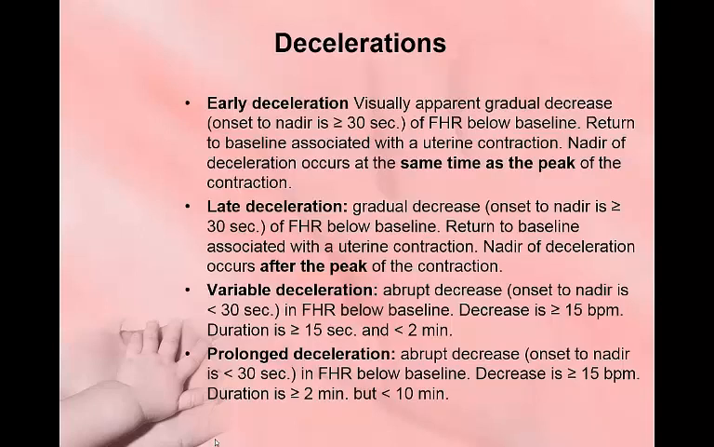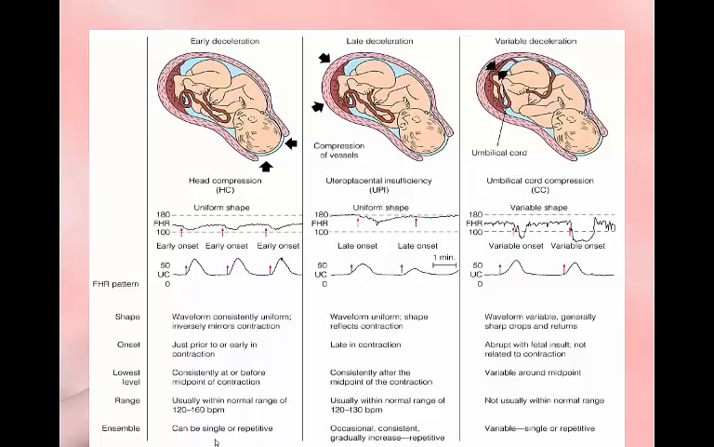So we have a couple different kinds of what we call periodic changes or decelerations. There's earlies, lates, and variables, and then there are also prolonged decelerations. Okay, so here are your definitions of them. You guys can read through them. I want to show you the picture. It helps make it make a little bit more sense, and then on the slide after this you have our acronym, which is going to help you remember everything.